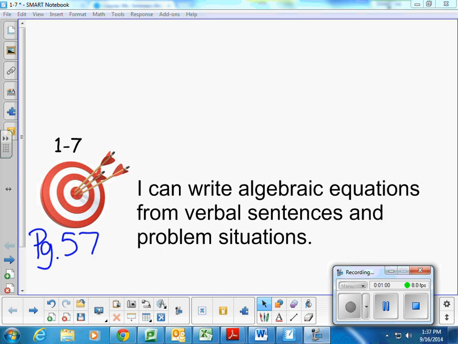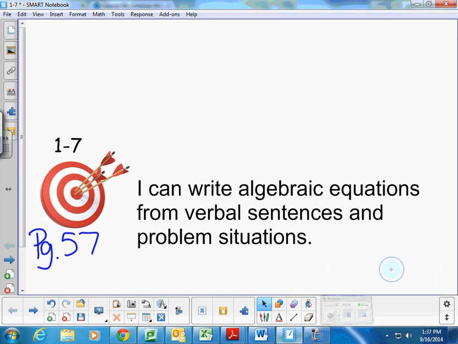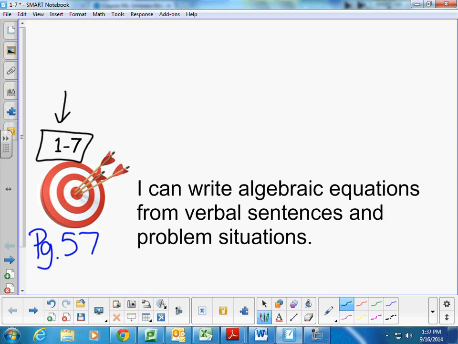So here we go. I can write algebraic equations from verbal sentences and problem situations. So there's your target for today. Get that at the top of your notes. Please remember to be labeling your notes with the lesson so that when your partner checks them, it is easily identifiable about what they're looking at.